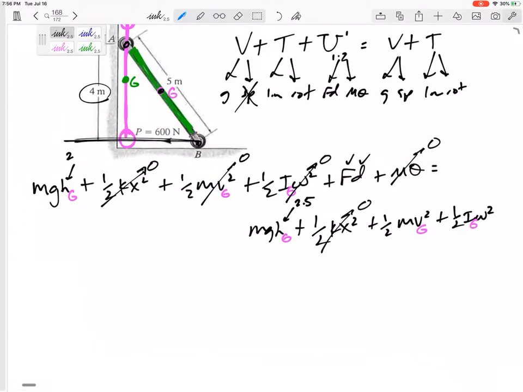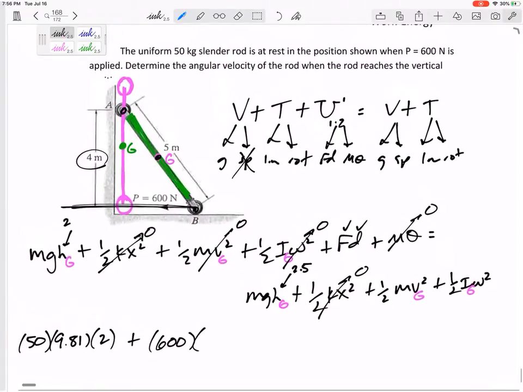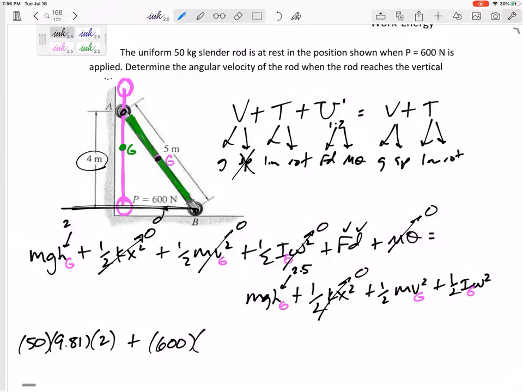Okay, let's just go ahead and start filling this in. The mass is 50 times 9.81 times 2 meters. All right, how about this force times distance? This 600 Newton force is acting a distance of this distance d, and it goes all the way right up to the wall.